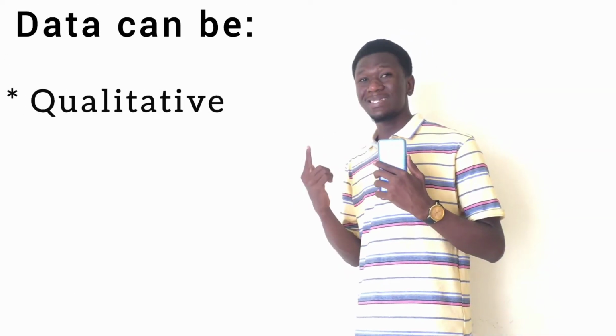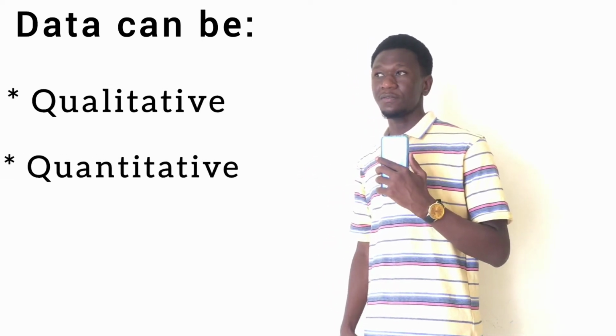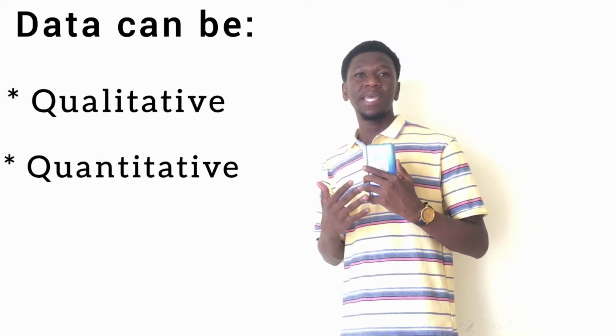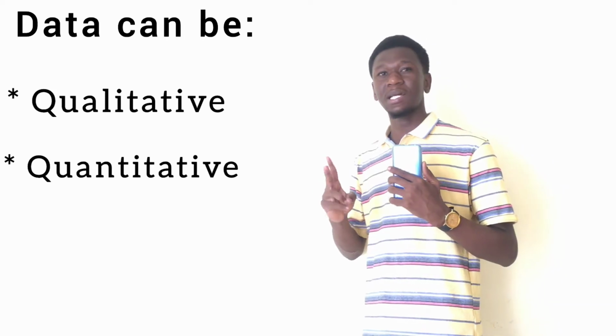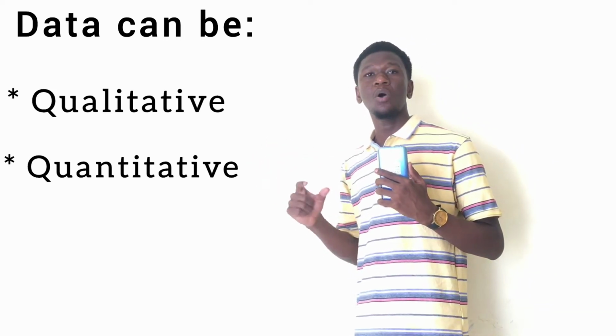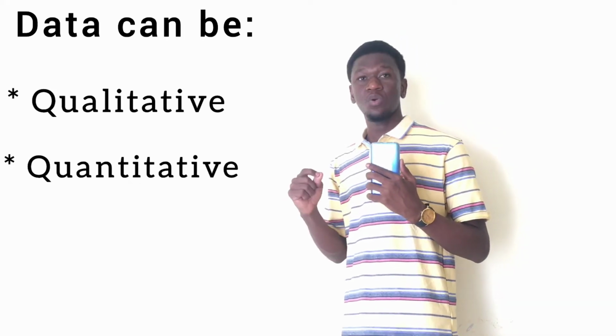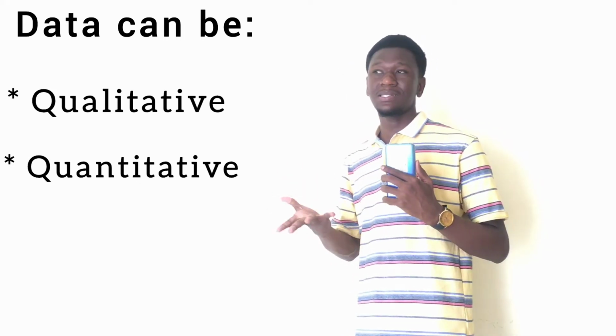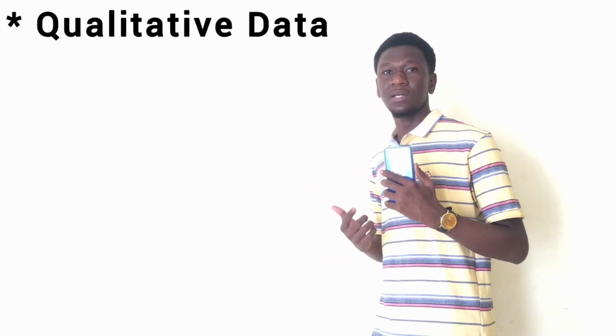And the other thing, data can be qualitative and quantitative. Yani data inaweza kuwa katika mfumo wa aina mbili. Inaweza kuwa qualitative, yani tunaangalia quality ya kitu na sio namba, or data inaweza kuwa quantitative. Quantitative tunaangalia quantity, how many. And then let us check what is qualitative data.